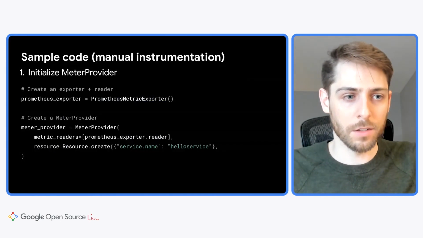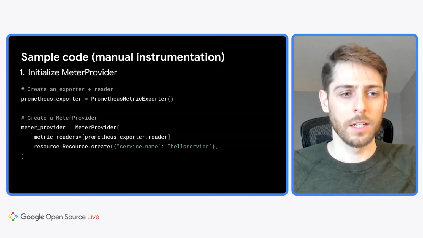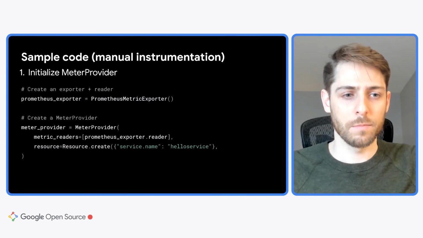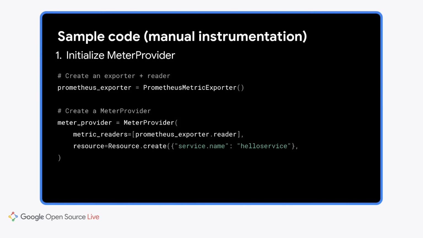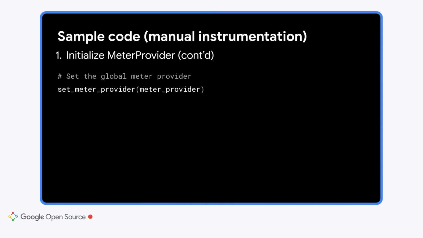Great, so let's look at what that looks like in code. I have some sample code here, which is setting up an SDK to send to Prometheus. So first you'll create the exporter, create the meter provider with the exporter's reader, and you'll pass the resource. You'll also want to set the global meter provider. So generally, you'll only have a single meter provider in most applications. Calling set meter provider just makes it easier for other libraries to access that meter provider.